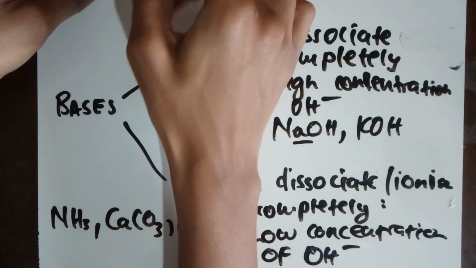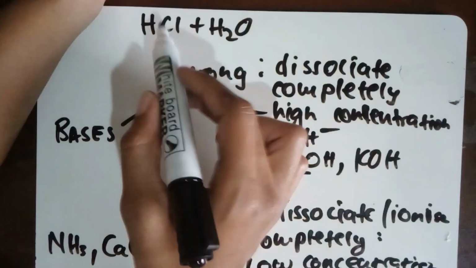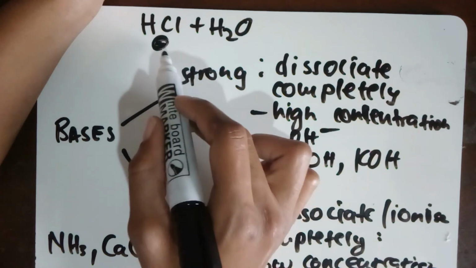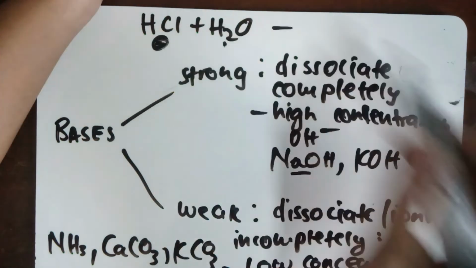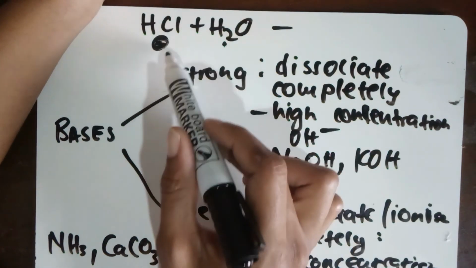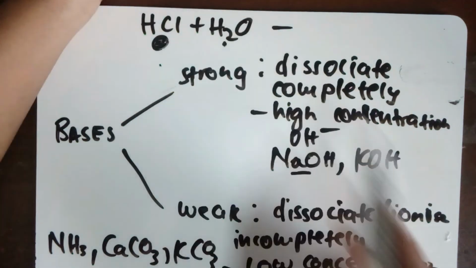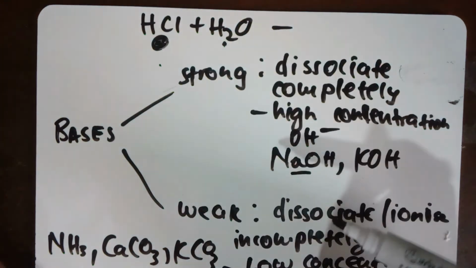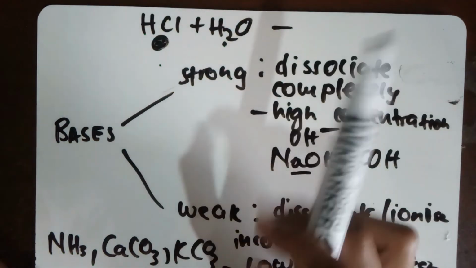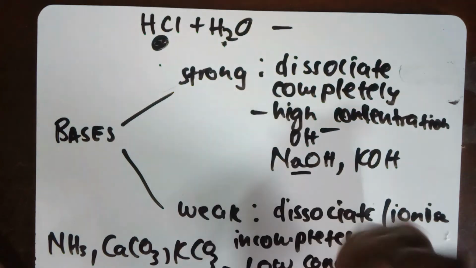Let me just make an example. HCl plus H2O, if we add HCl in water. If we have a lot more hydrochloric acid than water, it means that we will have a concentrated acid. However, if we have more water than acid, we will have a dilute acid. The same can be said for bases. If we have a large volume of the base in comparison to the water, we say it's a concentrated base. If we have a very small volume of acid in comparison to the water, we say that we have a dilute acid.